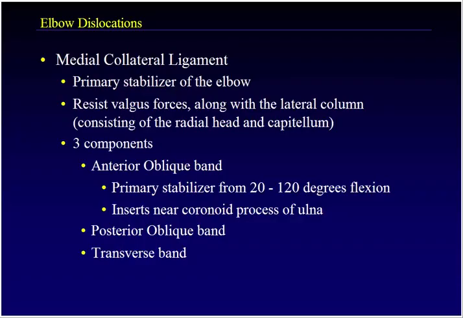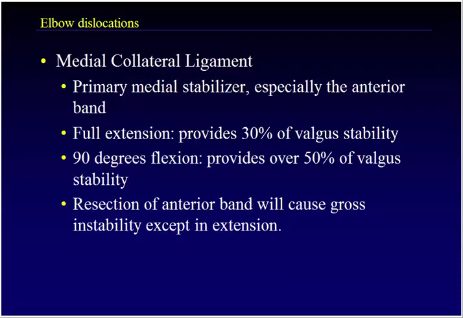The secondary stabilizers would be the radial head, the capsular attachments, and the various muscles that cross the elbow joint. The medial collateral ligament is the primary stabilizer of the elbow. It provides resistance to valgus deforming force along with the lateral column itself, which consists of the radial head and the capitellum. There are three components. There's the anterior oblique band, which is the primary stabilizer and inserts, again, at the coronoid process. Then you have the posterior oblique band and the transverse band. So, again, the medial collateral ligament is the primary medial stabilizer of the elbow joint, especially the anterior band.